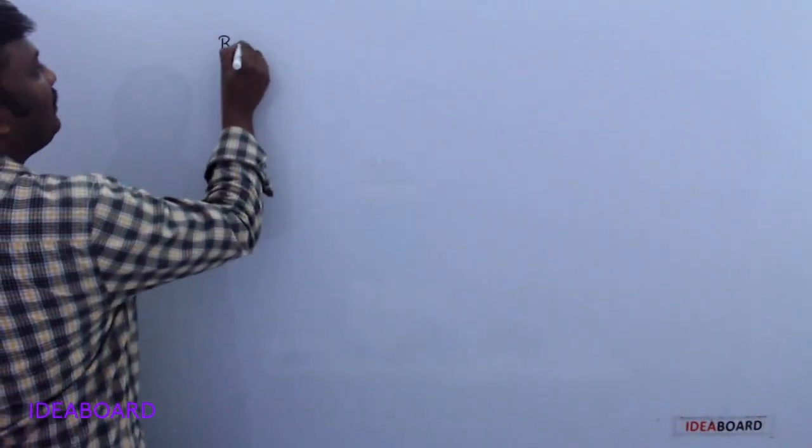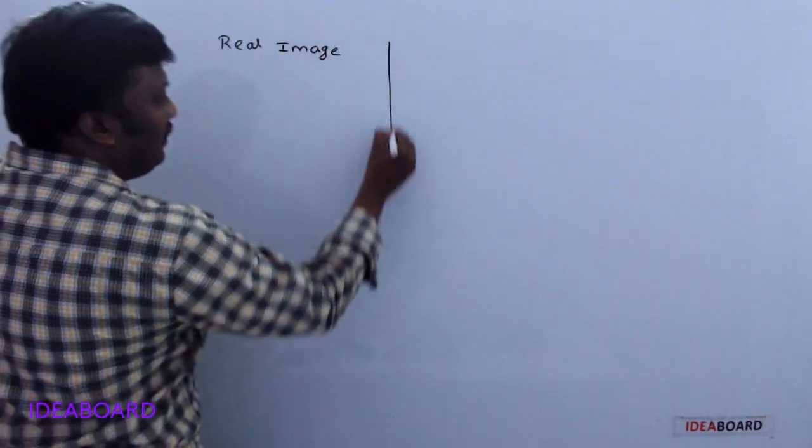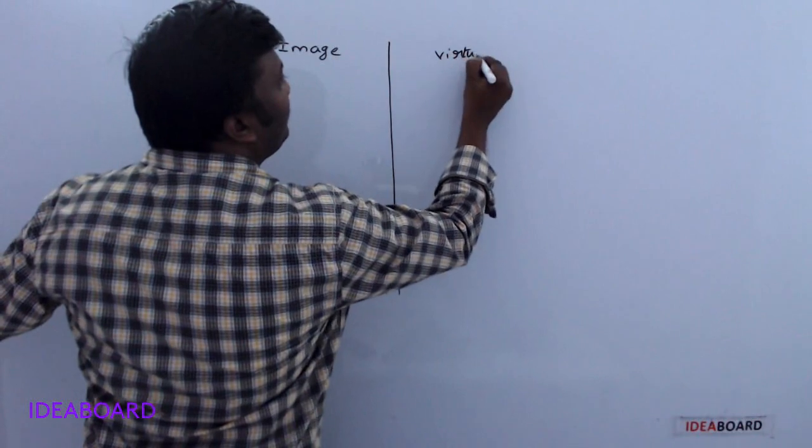Now we know about the image. Image is nothing but the intersection point of all the reflected or refracted rays from the device. Images are generally of two types: real image or virtual image.